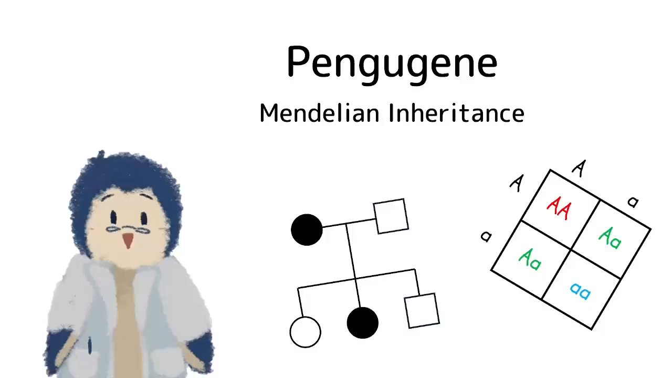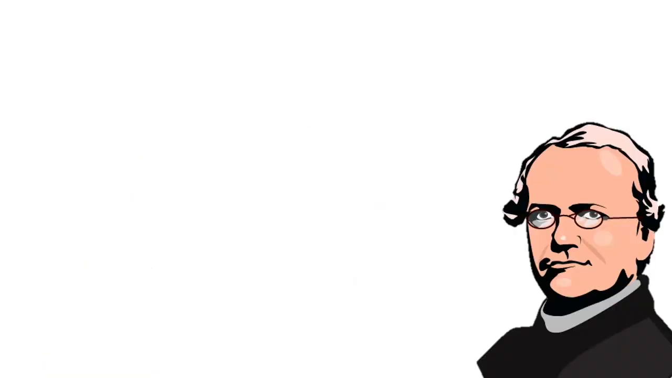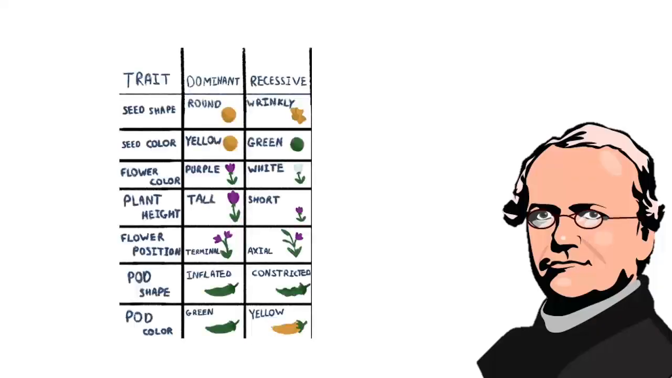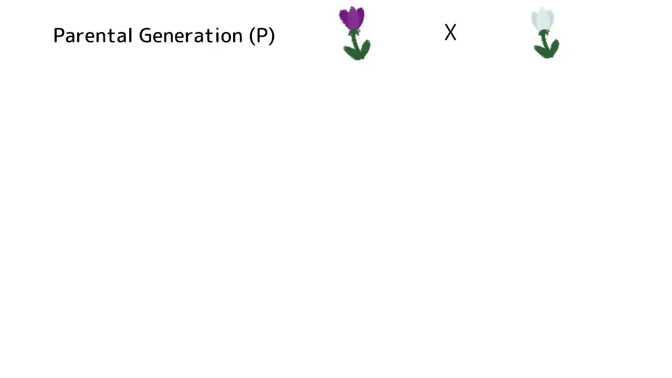When we discuss inheritance, we refer to the passing of traits from one generation to the next. The first man to attempt to describe such inheritance was Gregor Mendel, a priest who conducted experiments on pea plants. He investigated 7 traits, for example, flower color, seed shape, seed color, and etc. During the experiments, he cross-pollinated 2 true-breeding pea plants with colors purple and white. We can call this generation the parental generation.